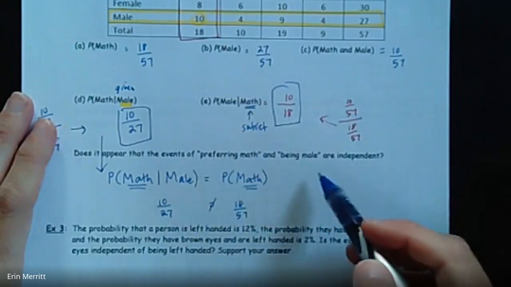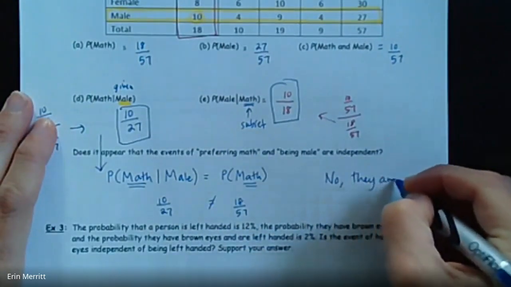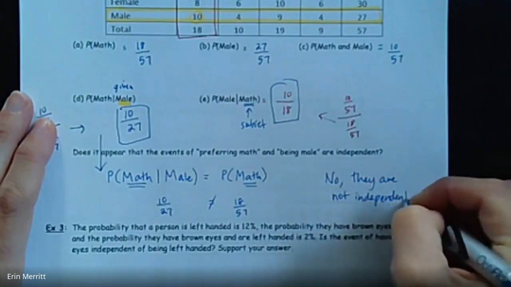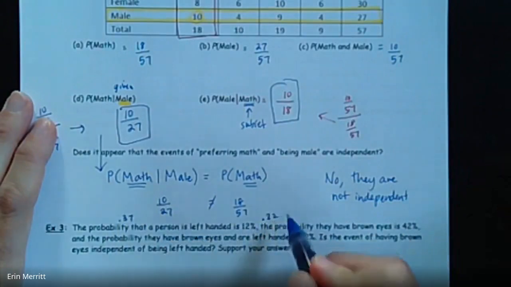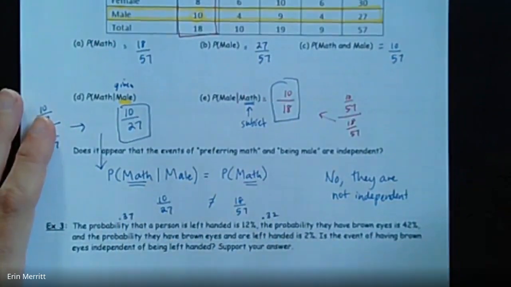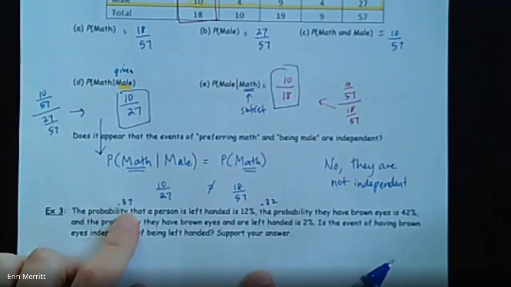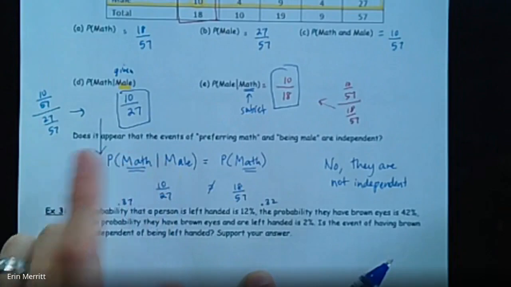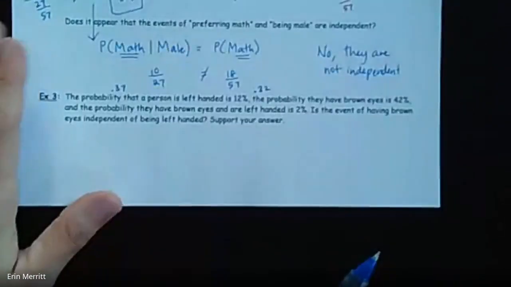So when it says, does it appear that they're independent, I would say no, they are not independent. The fact that this one is about 0.37 versus this one's about 0.32, as your female math teacher, it pains me to say this, but it appears that you're more likely to like math on this survey, given that you're a male. So the guys here like math a little bit more than the general population. All right, fine.